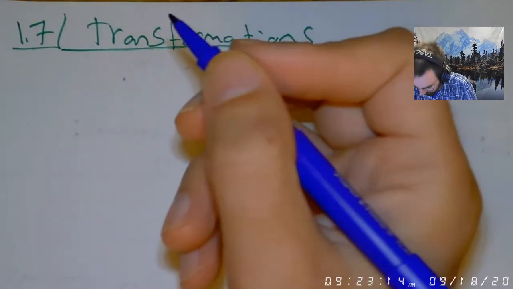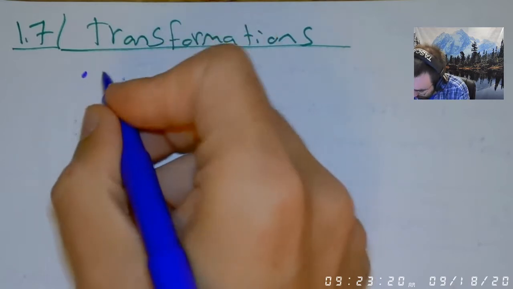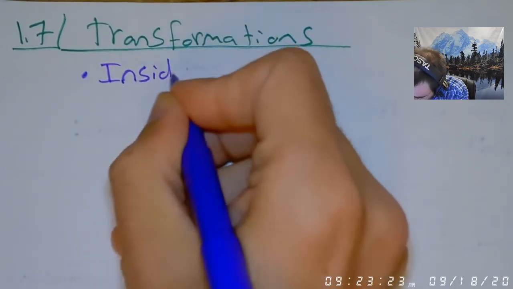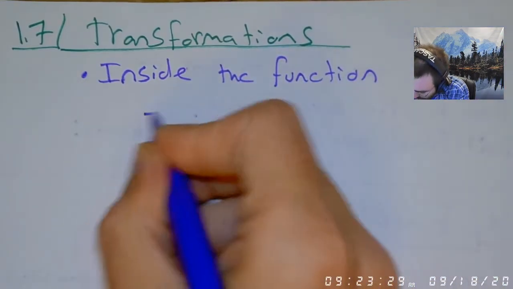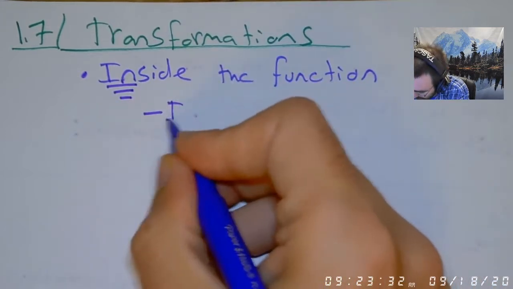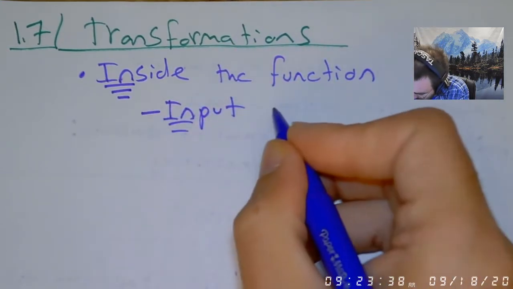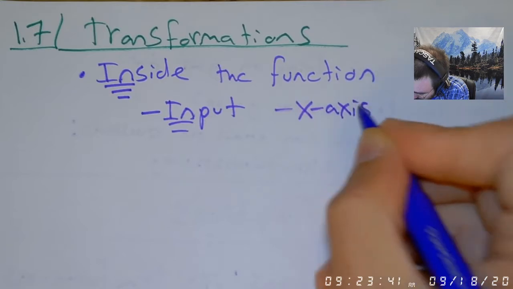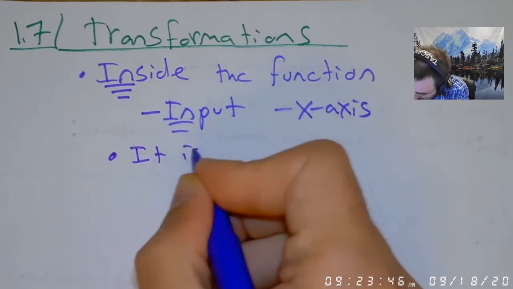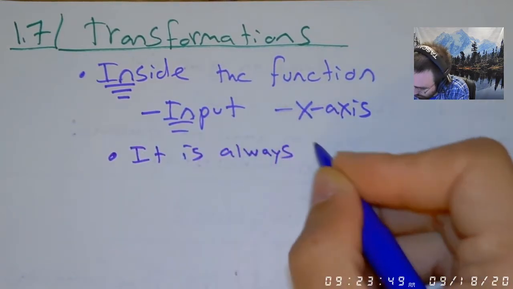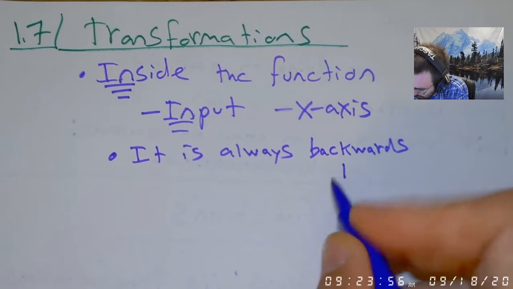Transformations. I'm just going to go through them. So let's remember, right? So I'll go through each one. So just inside the function. Okay, so inside means input. Right? So if you're inside the function, you have input. We need to remember that this is the x-axis, okay? And it is always backwards. Now, I say backwards, but that's street language, right? Okay, so when I say backwards, what I mean is inverse operation.